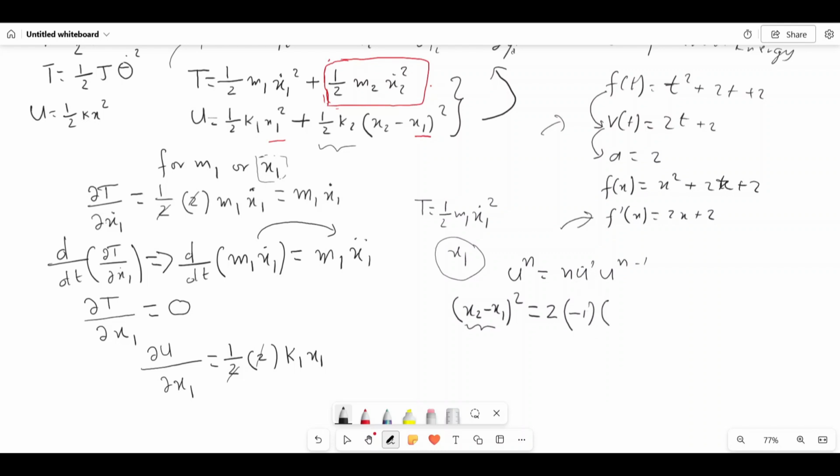Now we copy our u. Remember, u is the whole function, which is x2 minus x1, to the power n minus 1. If the power here was 2, n minus 1 should be 1. That's why the function remained the way it is. So if I want to write this neatly, I can say it is minus 2 multiplied by x2 minus x1. Any question on the chain rule?